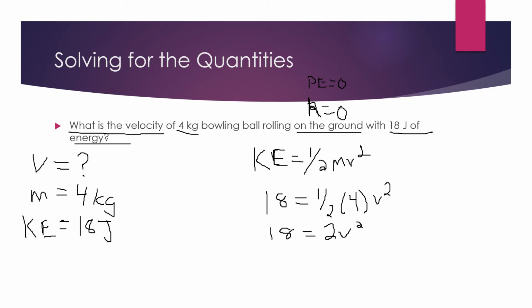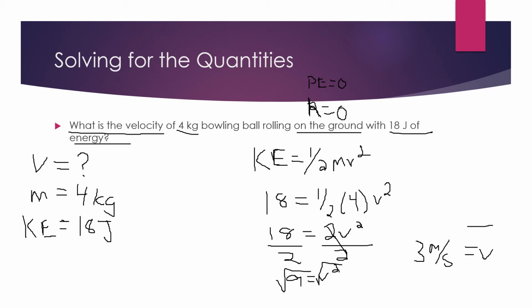All right. When I have a variable with a coefficient and an exponent, we have to divide by the coefficient first. So we divide both sides by 2. Okay, so I have 9 equals v squared. Okay, got to square root that. 3 meters per second equals the velocity. Nice, nice.